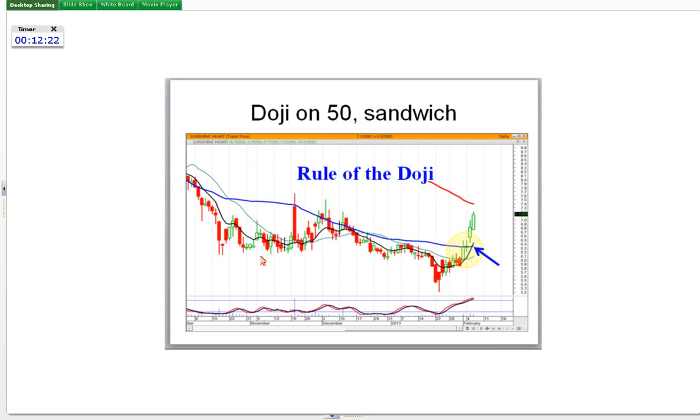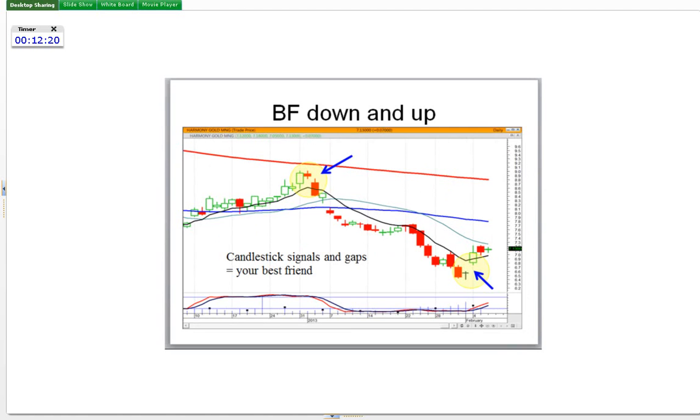Then we have a doji sitting right on the 50. What's that tell us? It tells us if they open it lower, they failed at the 50. If they go through, they're going up further. If they open it positive, they're going to have a doji sandwich day.